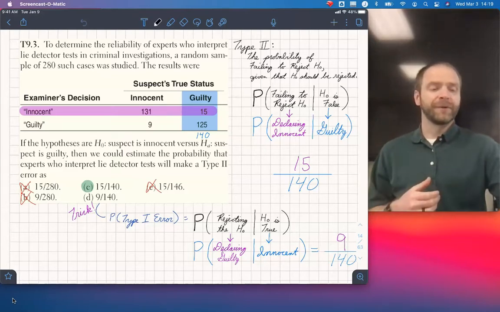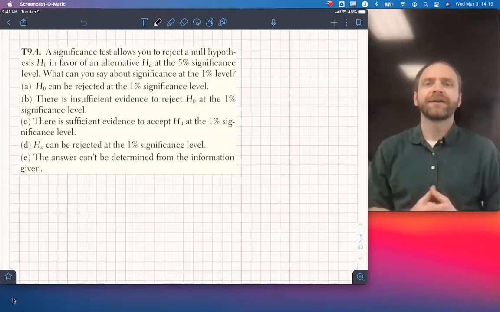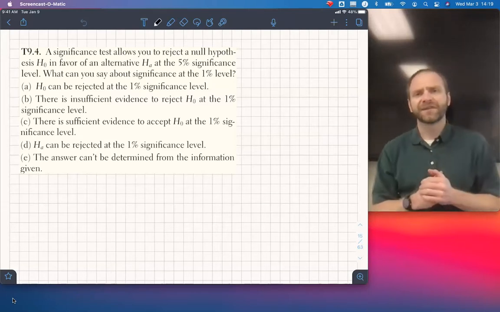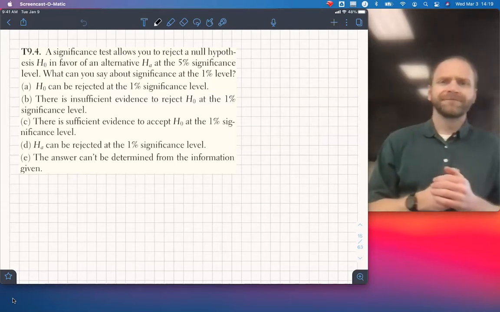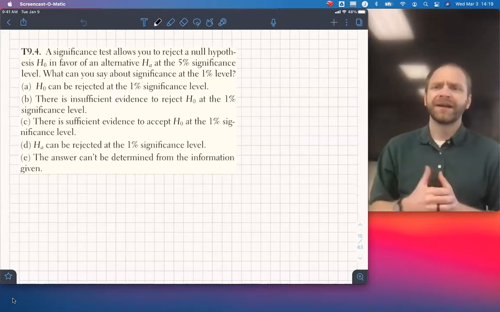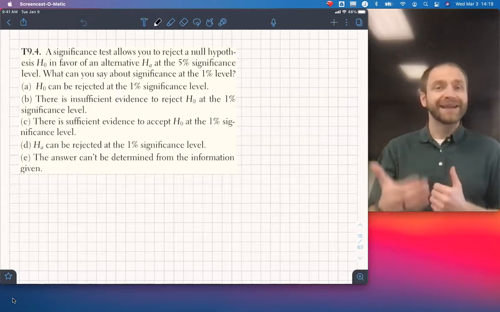So let's look at number 4. Number 4: a significance test allows you to reject a null hypothesis in favor of the alternative at the 5% significance level. What can you say about a 1% significance level? Well, again, I don't have a picture. I'm probably going to end up drawing a picture here at some point, but I'm going to have to read through all these choices. I have to read every single one of them, so that takes time.